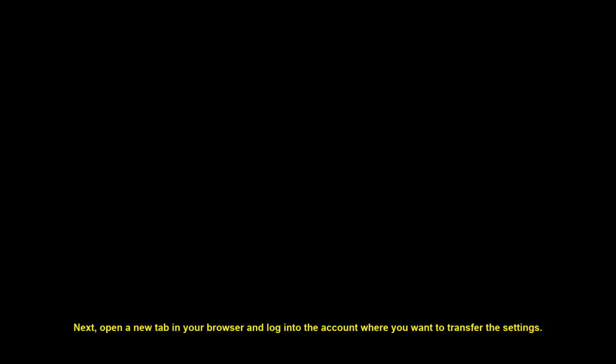Next, open a new tab in your browser and log into the account where you want to transfer the settings. Create a new server in the destination account if one does not already exist. Navigate to the settings for this new server. Manually input the email deliverability settings you noted from the original server.